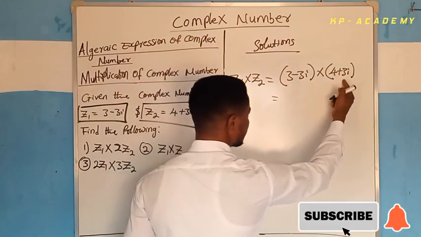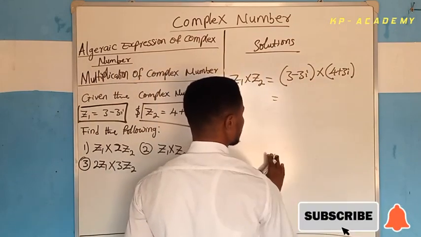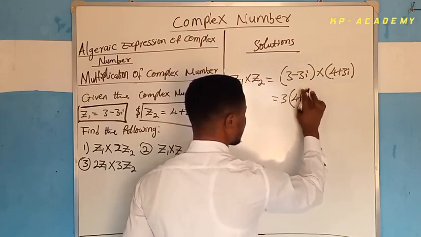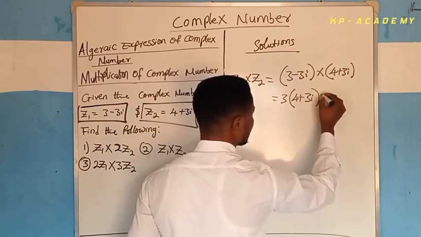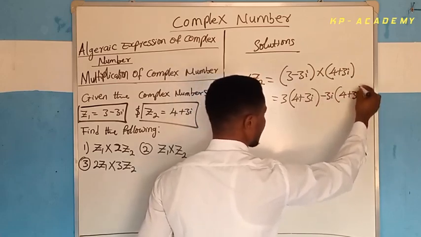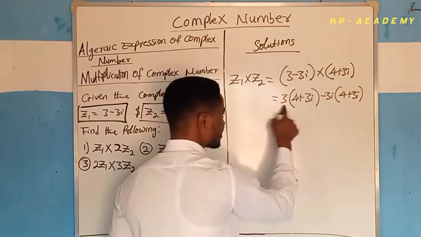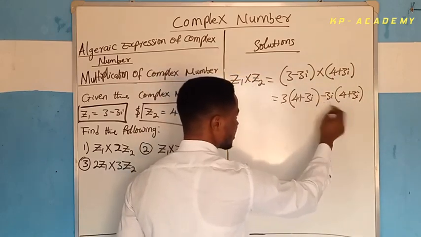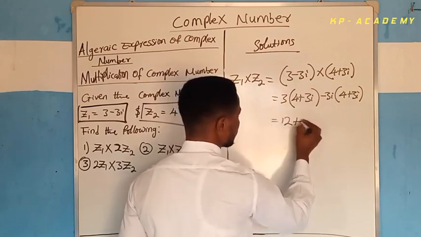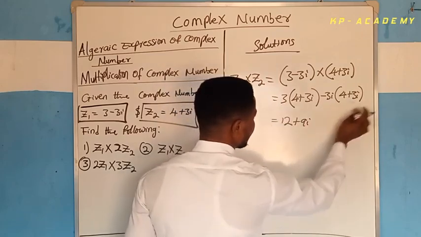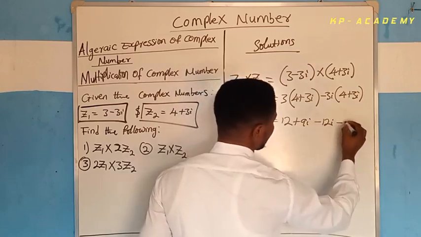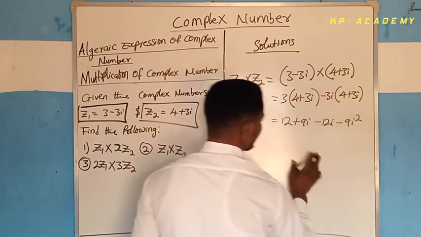The next stage will be to expand out. Therefore, this 3 will multiply these 2, and this minus 3i will also multiply these 2. In that case, I'm going to have 3 into 4 plus 3i, then minus 3i outside into 4 plus 3i. This is what I have. Now, using this 3 to open out this, and using this minus 3i to open out this, I'm going to have 12 plus 9i, then minus 12i minus 9i squared.